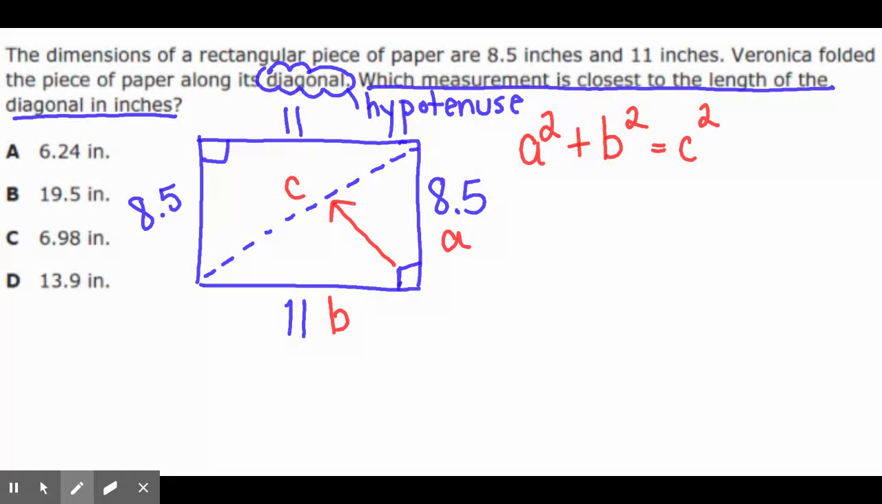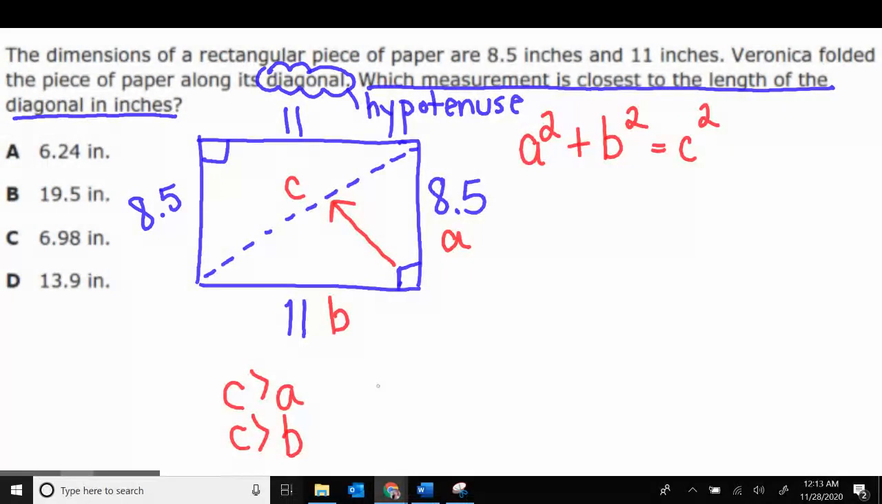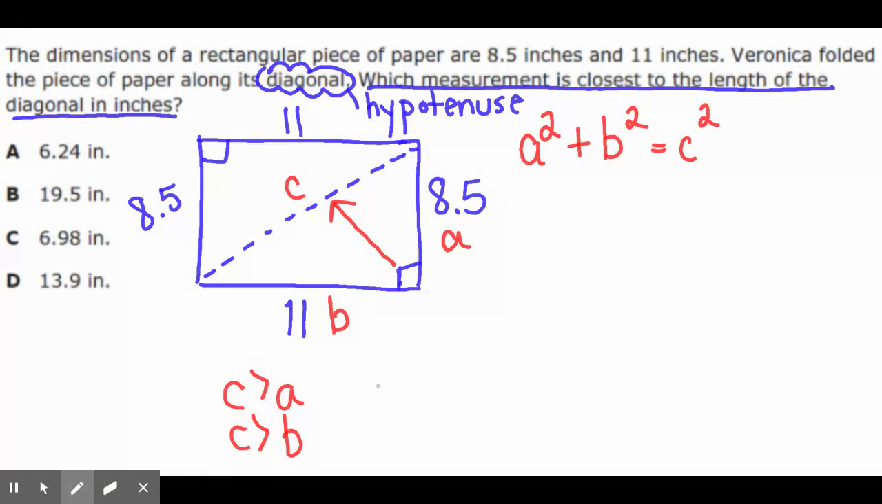All right, again, process of elimination is such a critical skill. So based on the fact that we know that c is greater than a and b, we can come up here and see, all right, so c is going to have to be greater than 8.5 and 11. We can eliminate A and C because those answer choices are going to be too small.